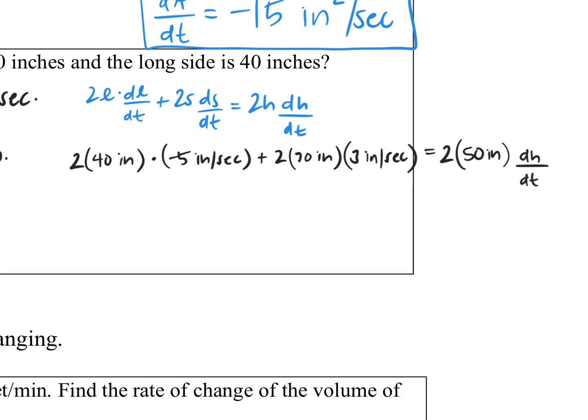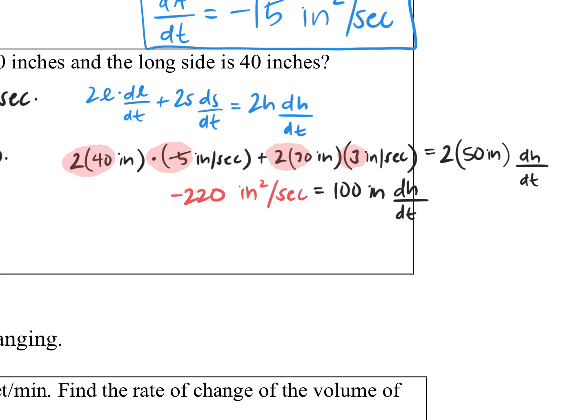On our calculator, I would go ahead and plug in 2 times 40 times negative 5 plus 2 times 30 times 3. And if you plug all of that in, what do we get? Let's see. Negative 11. I realized what I did wrong. I forgot to finish the hypotenuse calculation. So I got negative 220 inches squared per second is equal to 100 inches times dh dt.